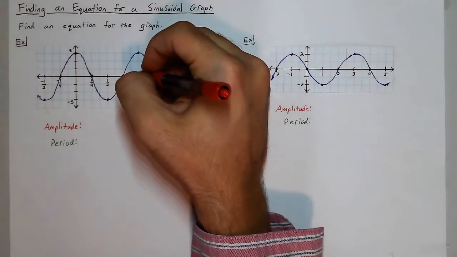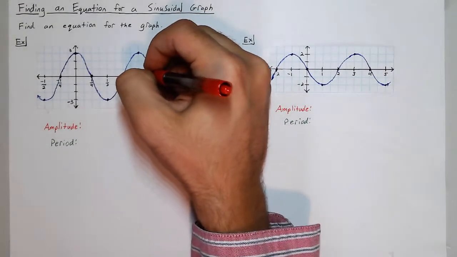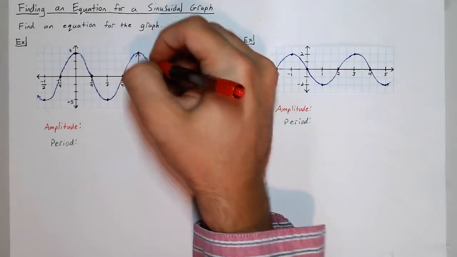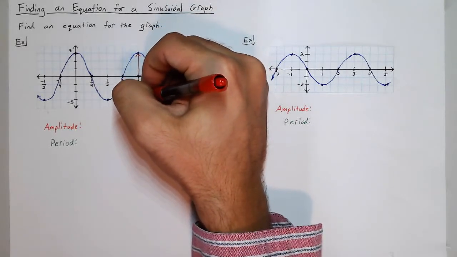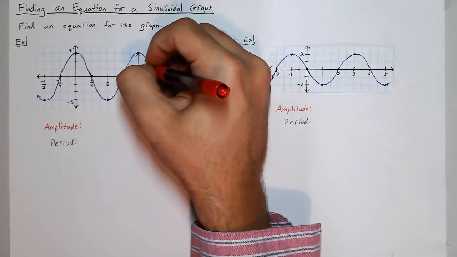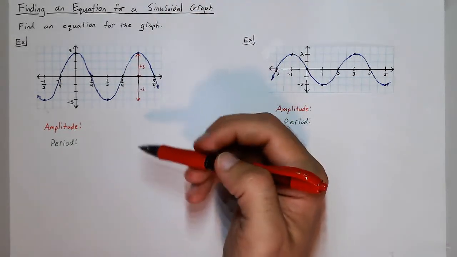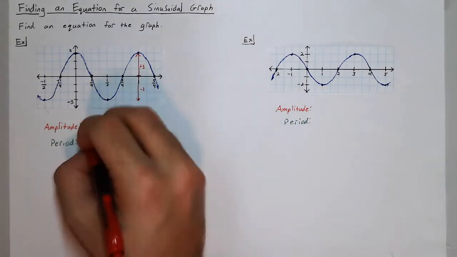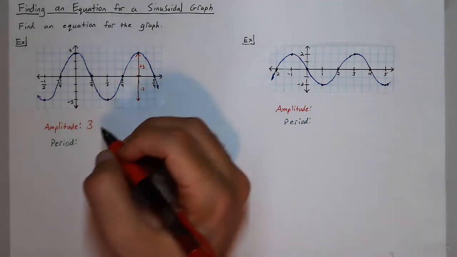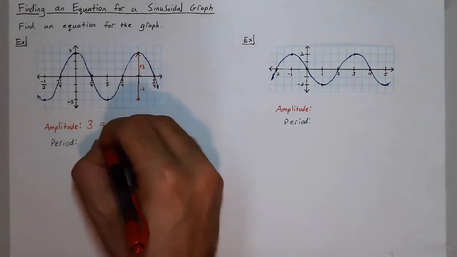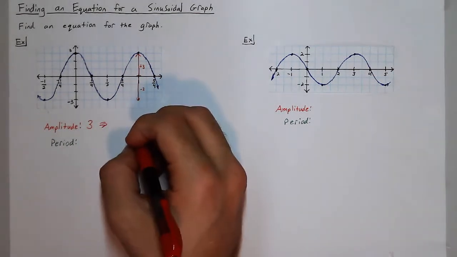Now, I just mentioned that it goes up as high as 3 and as low as -3. So this wave that goes up 3 and then down 3, that is the amplitude of how far it reaches. So the amplitude of this function is 3. That pretty much goes to say that a is probably 3.